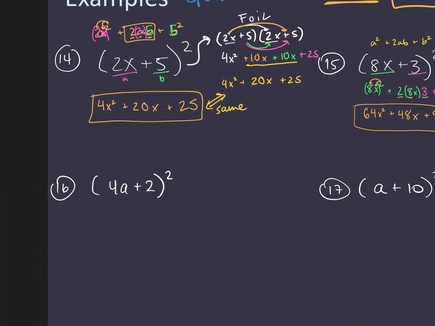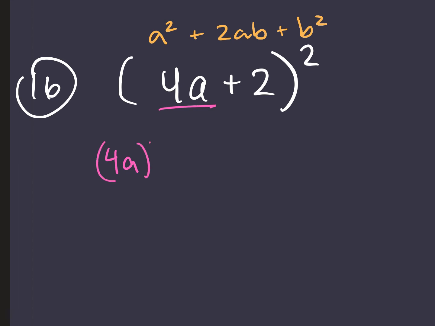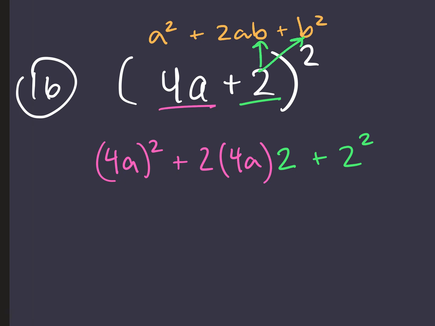So let's do 16. So I have 4a plus 2 squared. Since it's a binomial squared, I can use my shortcut, a squared plus 2ab plus b squared. So what's my a? 4a, so that goes into my a spot, so it'll be 4a squared plus 2 times 4a. And what's my b? 2, so times 2 plus 2 squared. So the 2 goes into the b's, the 4a goes into the a's.